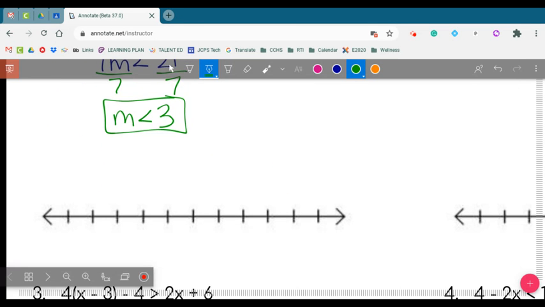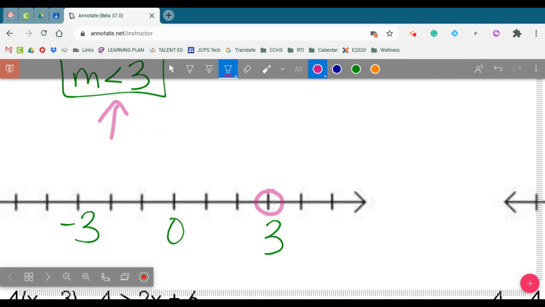So if we go down to our number line, we're going to put 0, 3, and negative 3. This is going to be an open circle since there's no equal to sign underneath. Plug in 0. Is 0 less than 3? This is true, so that means 0 is a solution.